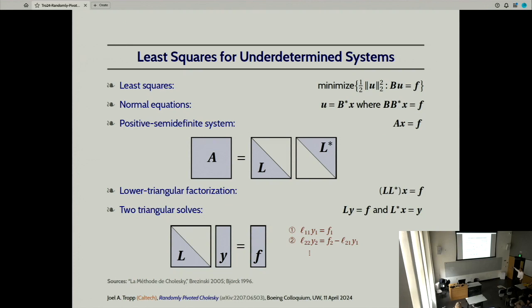Using Lagrange multipliers, you can see that solving this problem is equivalent to solving this linear system, BB transpose X equals F, and the variable, the errors you're interested in, takes the form B transpose X. Okay, so this is one of the forms of the normal equations.